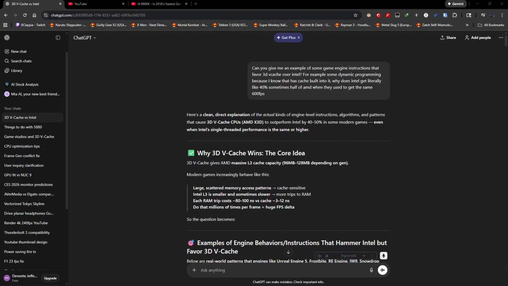So if you would just like to look over this ChatGPT, which I'll give a talking voiceover of, it's come to my attention that before 3D V-Cache became a big engineering idea for AMD, we used to get 600 FPS on the 10 nanometer Intel. Now, I know you might be saying, yeah, just let Intel go, but this is actually some really interesting stuff here. So if you would just take a look at this.